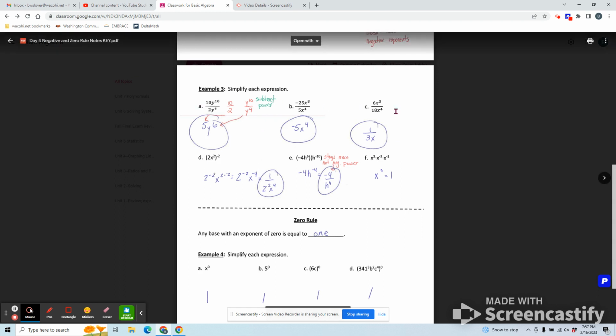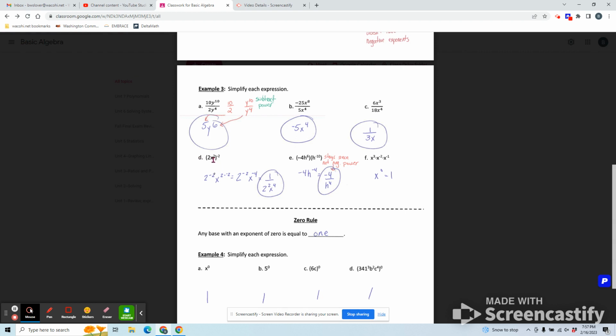So the top 3 are division. Well, let's look at letter D. This one's not division. So this one is a power to a power. So remember when we had a power to a power, you multiply your exponents together. Well, this 2 has an exponent of 1. So we still need to multiply that by negative 2, which is how I got the 2 to the negative 2 power. And then we multiply our x exponent. So 2 times negative 2 is negative 4.